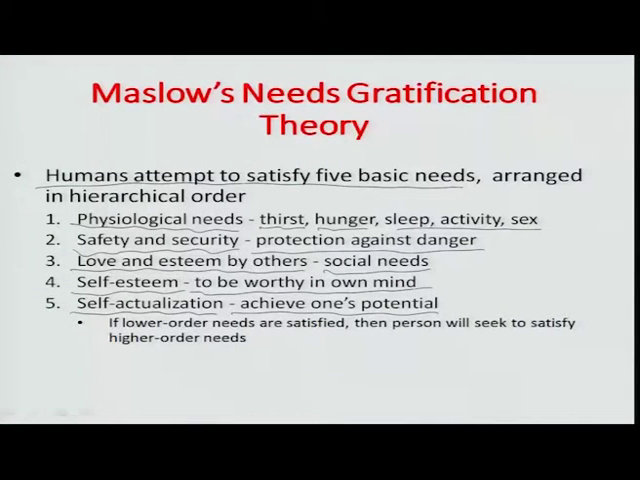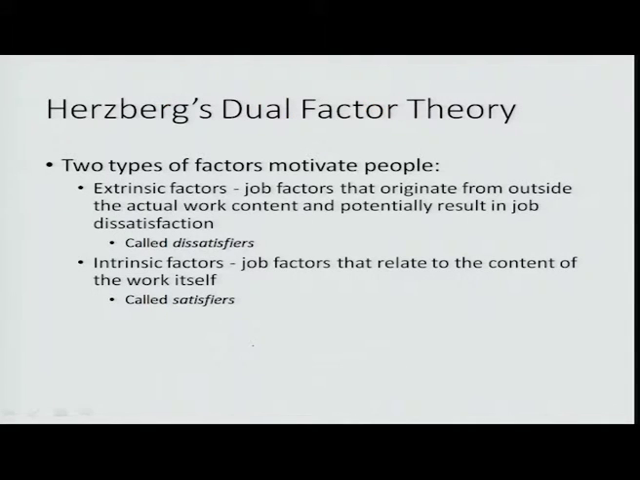So this is the hierarchy in which the need structures go, and if lower order needs are satisfied, then persons will seek to satisfy higher order needs in a hierarchical manner. So this is one theory. The other theory which exists is Herzberg's dual factor theory, where we typically think of two types of factors which will motivate people. One are the extrinsic factors.